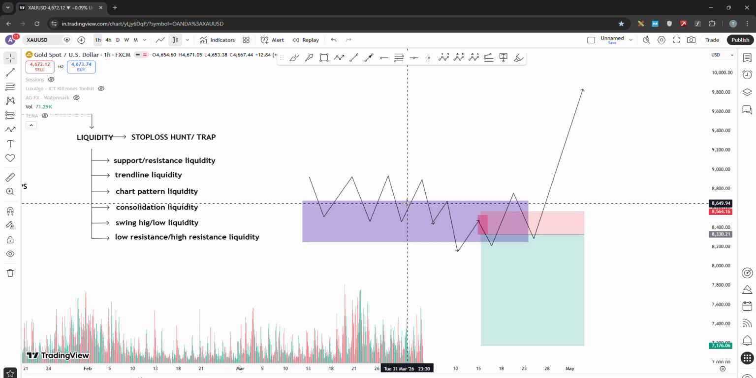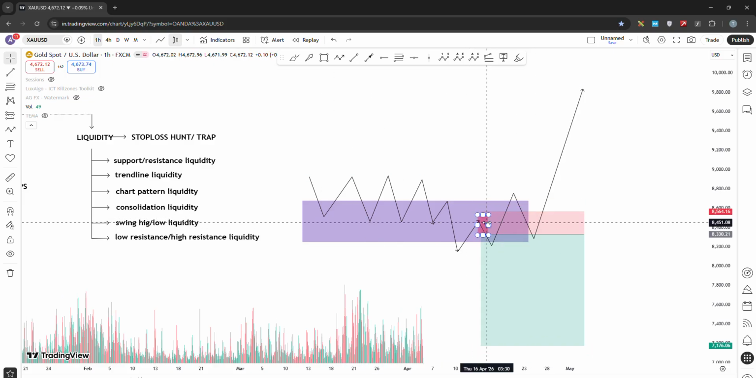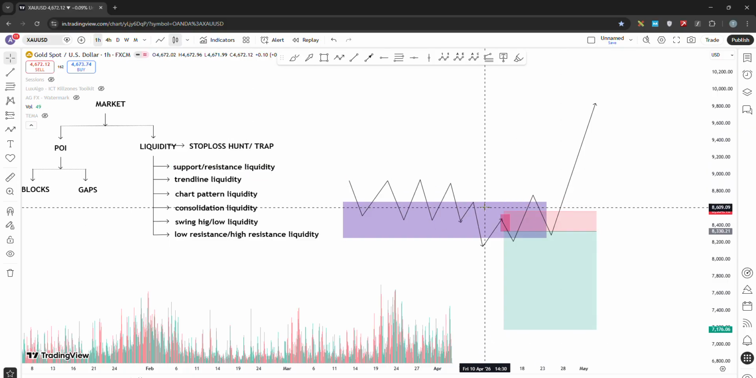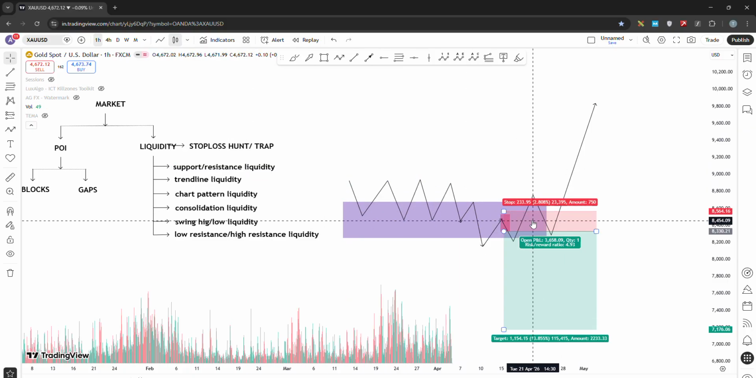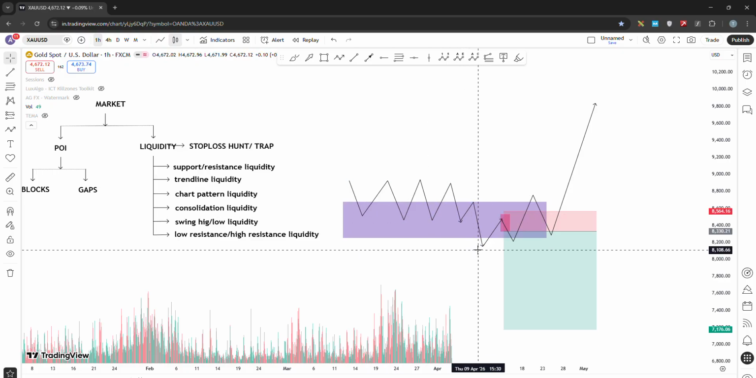Initially, they trapped the buyers, and after that, they have trapped two types of sellers, the aggressive ones and also the passive ones, who will be looking to sell on retest and rejection of this broken level. So this is what a support resistance liquidity looks like. Here you can see this is the example of a support. Market initially shows a reaction, but then market takes all the buyers out. And once you understand this, you start to look at the chart in a different manner.